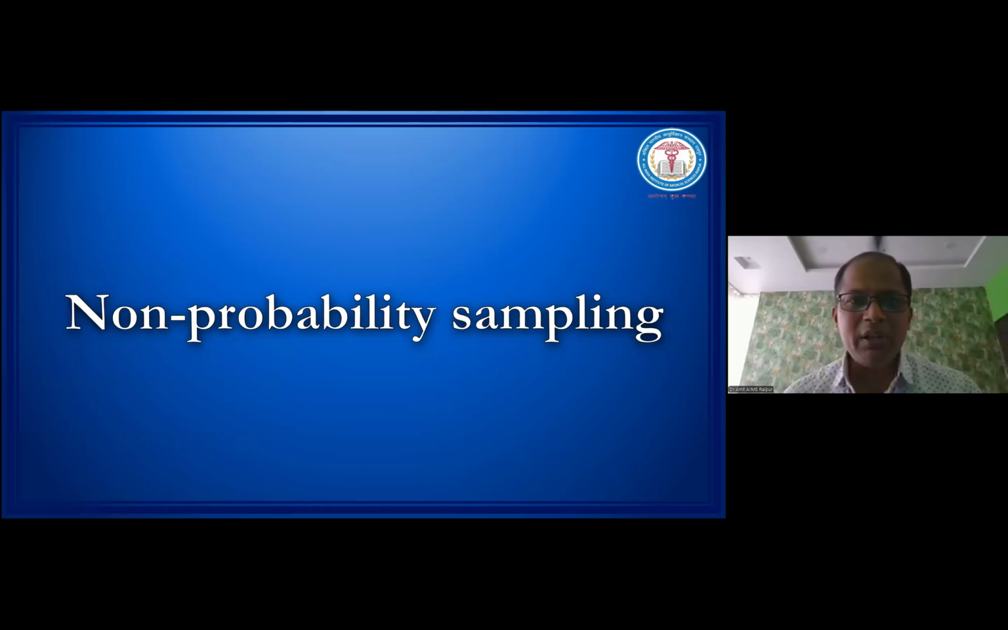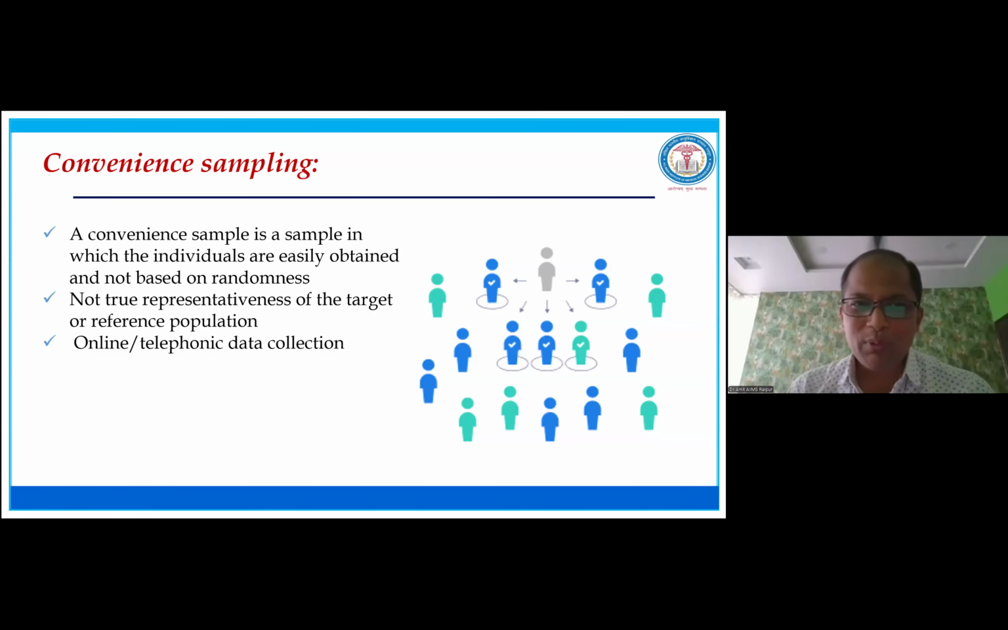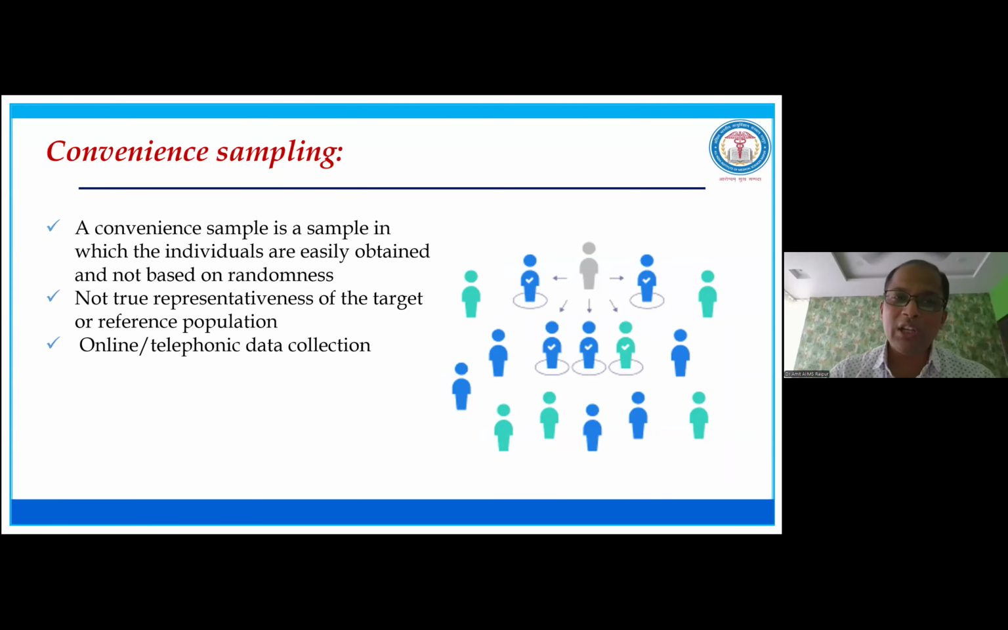Let's now discuss something related to non-probability sampling. So non-probability sampling, as I told, nothing is related to probability, and the researcher or the investigators are including the study participants based on their own convenience. The first type of non-probability sampling is convenience sampling. Here, the researcher or the investigator tries to include the participants in their research based on their own convenience.